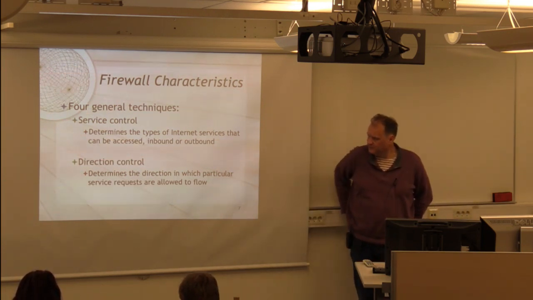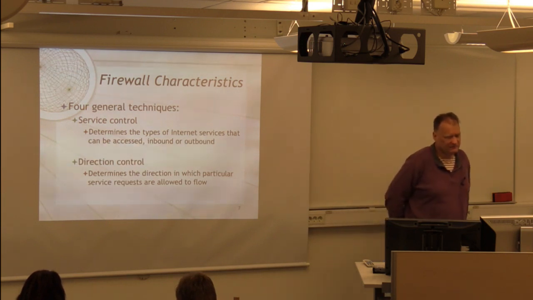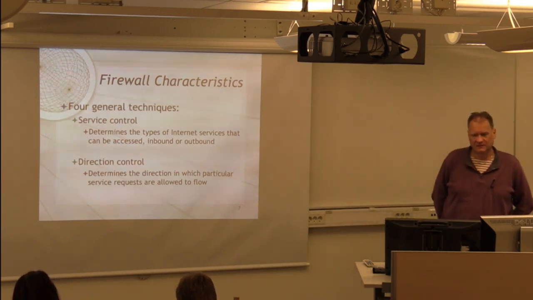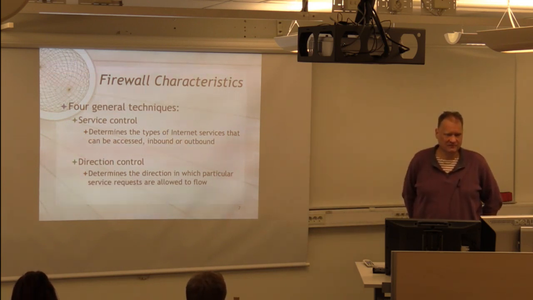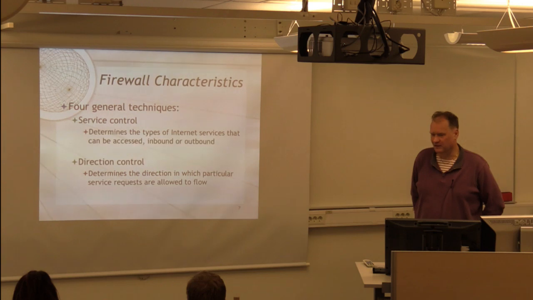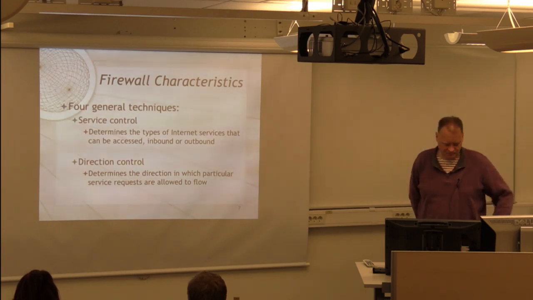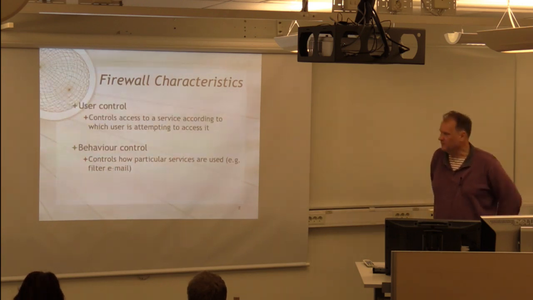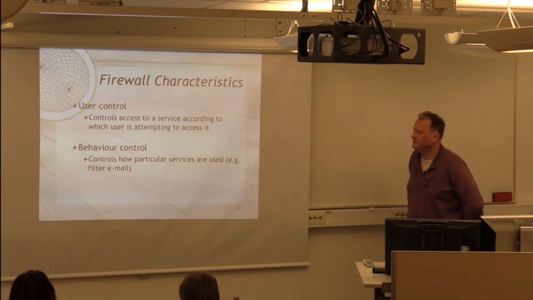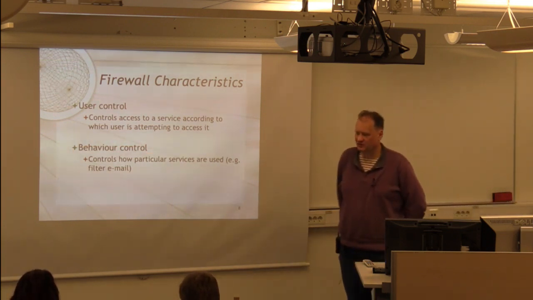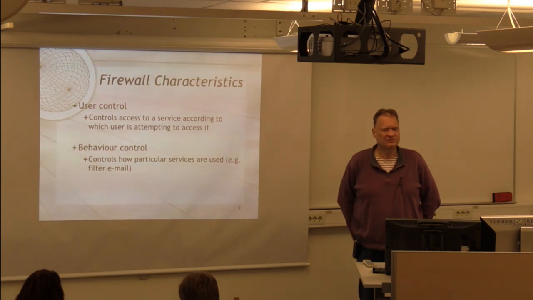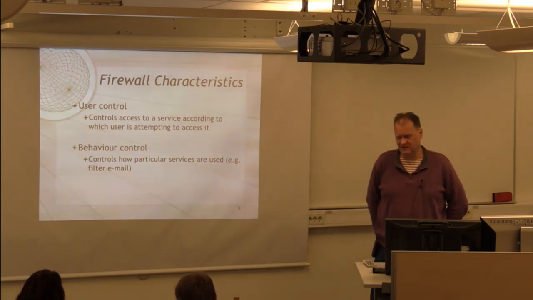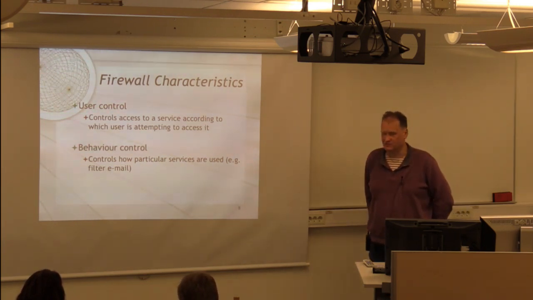Direction control: in what direction the traffic is flowing. We may stop most traffic that is going in, but we may allow most traffic going out, for instance. Then we have user control. So we base the decision on who is actually behind this traffic. If it's a trusted user who is authorized to do this type of traffic, we allow it. If it's another user, we don't allow it.